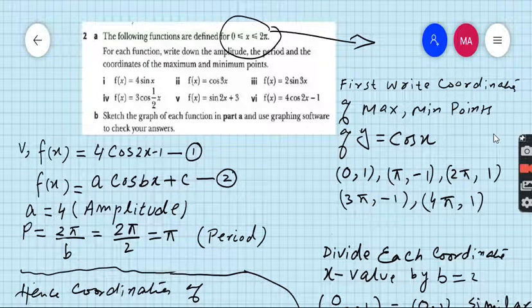So what is the question? The following functions are defined from 0 to 2 pi radian. This is very important because we will be strict for this domain. We will not go beyond 2 pi. For each function, write down the amplitude, the period, and the coordinates of the maximum and minimum points.